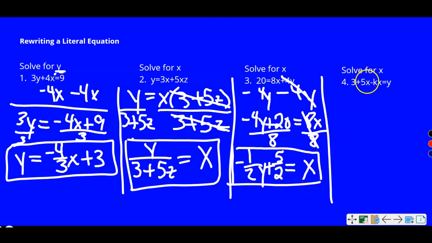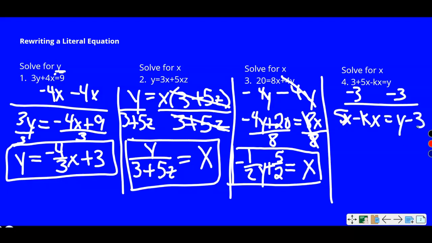All right, the last one says solve for x as well. We have 3 plus 5x minus kx equals y. So the first thing we're going to do is get rid of the number without an x. So subtract 3 from both sides. So 5x minus kx equals y minus 3. Again, these are not like terms, so we just have to put them down separately. Now both of these have an x. Again, distributive property says we can pull that out, and it's left with 5 minus k.